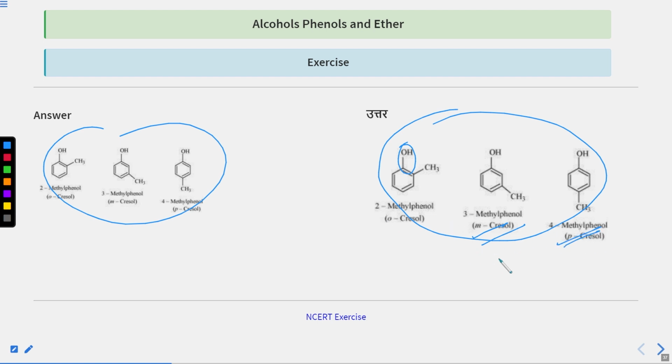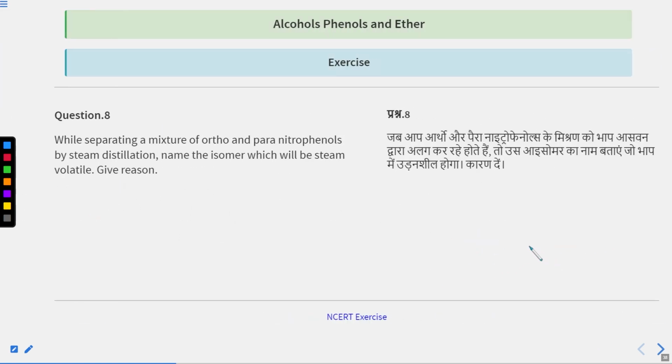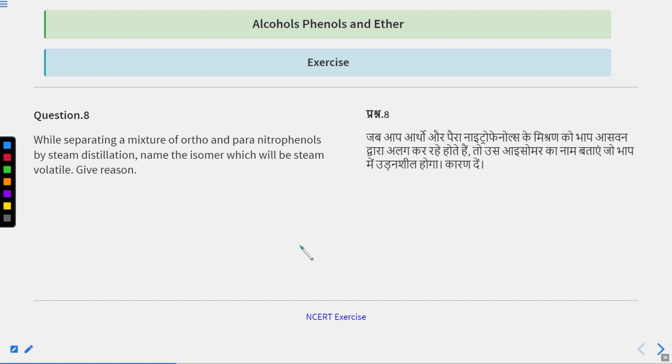So orthocresol, metacresol, and paracresol. While separating a mixture of ortho and para nitrophenol by steam distillation, given the isomer, which will be steam volatile? Okay, which will be steam volatile.